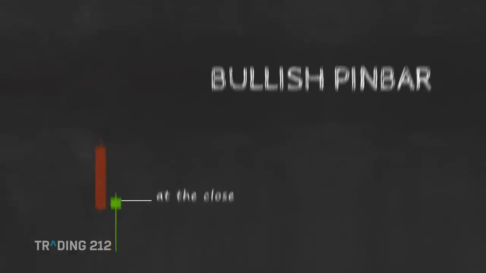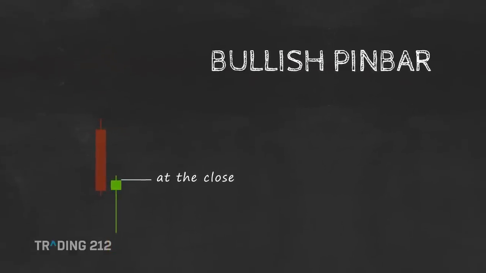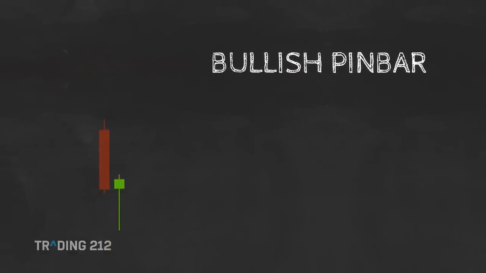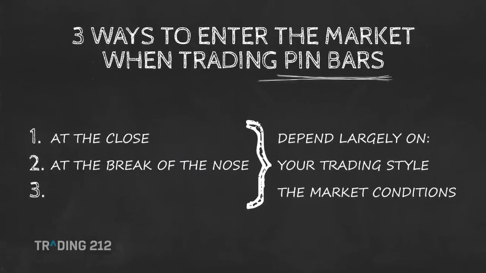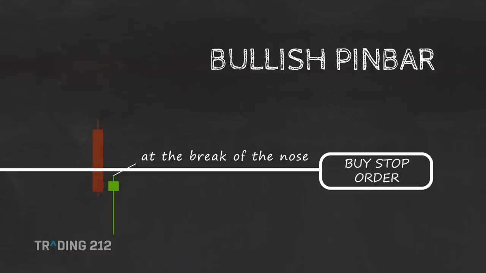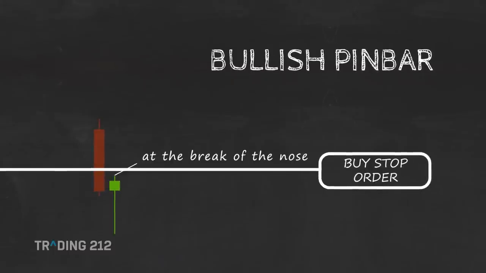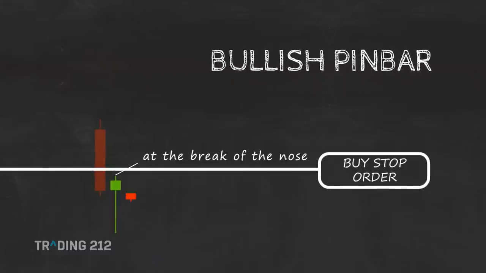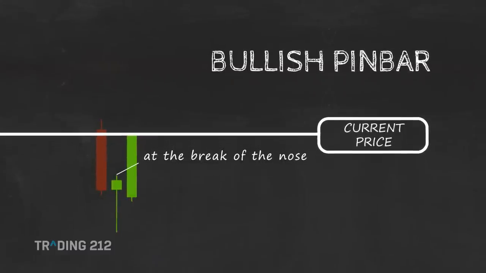The advantages of this entry is that you are sure to be filled and be in the trade. The second is at the break of the nose. To enter at the break of the nose, you would set a buy stop order just above the high of the wick. The idea here is that if the price went up from this close, then you would be filled and in a good position to take advantage of the price upward momentum.